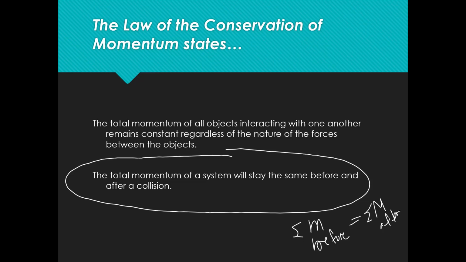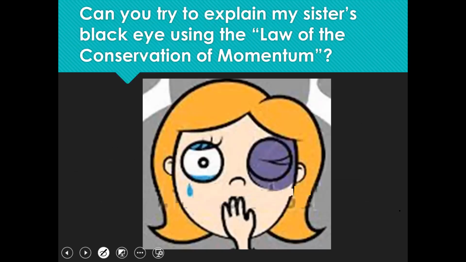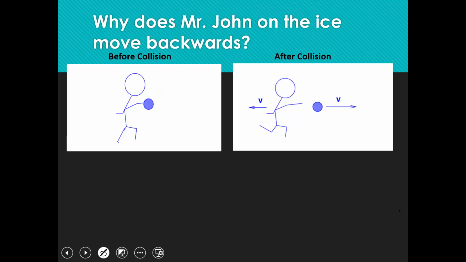But before that, here you have to know that the law of conservation is like conservation of, as we have conservation of charge, as we have conservation of energy, as we have conservation of momentum. The momentum will stay the same before and after the collision. Let's see now how it will be in examples. Remember this girl? How can you try to explain that my sister has a black eye using the law of conservation of momentum? We will explain why.